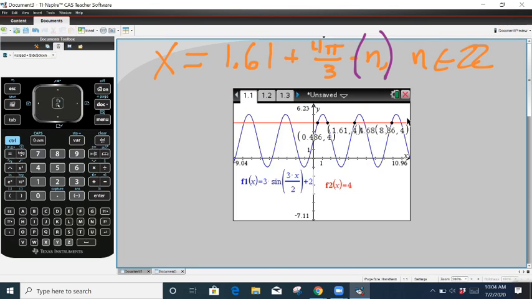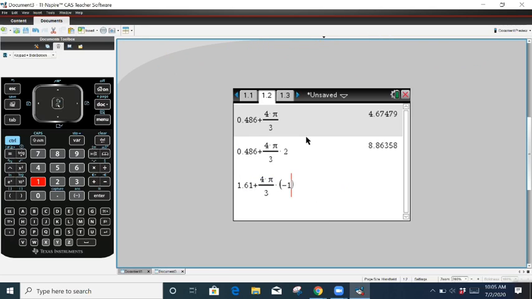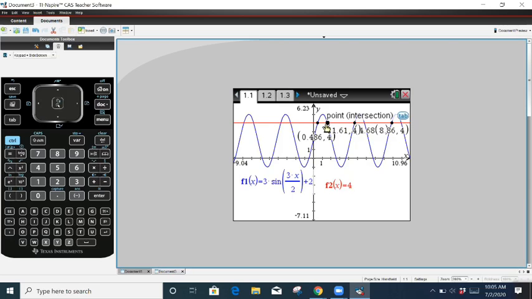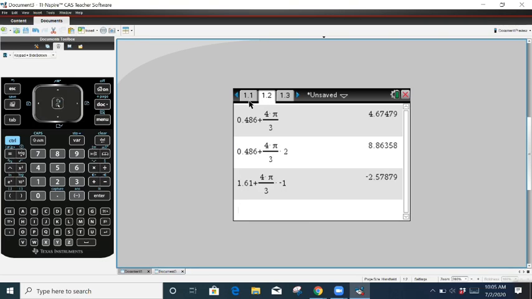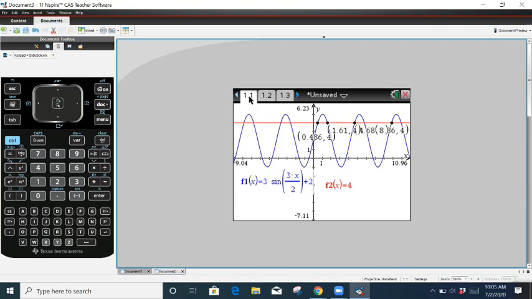So let's try a negative now. Let's plug in -1 and see what happens. I did my other point, 1.61 plus 4 pi over 3, but now plus -1, and I get the point -2.578. That means if I take this point here and subtract the full period, that should take me to this point right here. So that should be at the x-coordinate -2.57, or rounded up, -2.58. And it should have the same y-coordinate, 4.